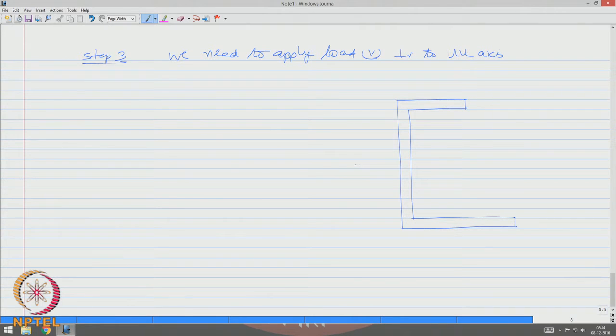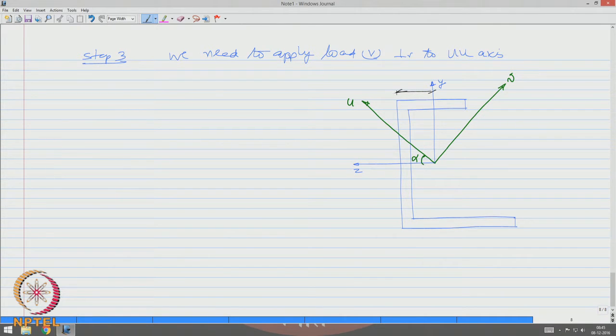This is my z axis, this is my y axis, this is my u axis, v axis. This angle is known and these distances are also known.